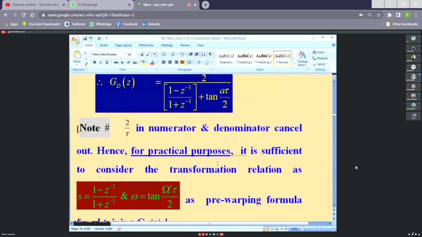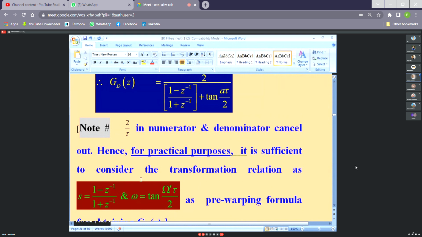Therefore, for practical purposes, not as an exact relation, it is sufficient to consider, when you are applying bilinear transformation preceded by frequency pre-warping, small omega as tan capital omega prime tau by 2 and s as equal to 1 minus z to the power minus 1 by 1 plus z to the power minus 1, because the 2 by tau that is supposed to be present here and the 2 by tau that is supposed to be present there, both these 2 by tau terms will cancel out.